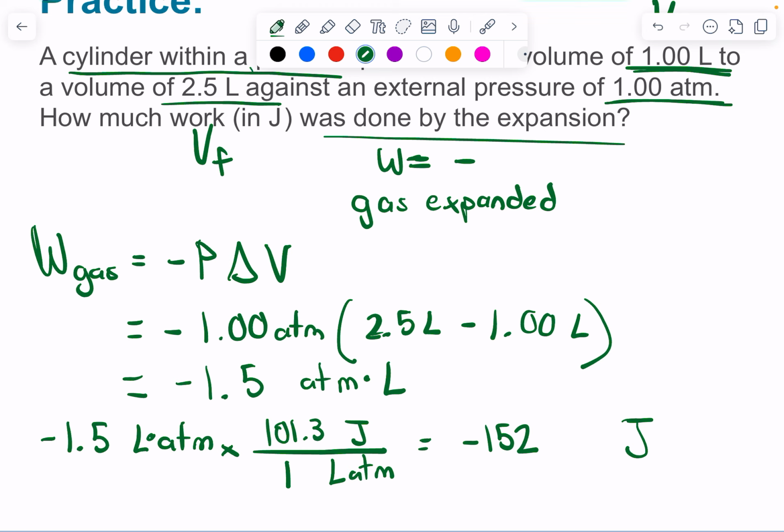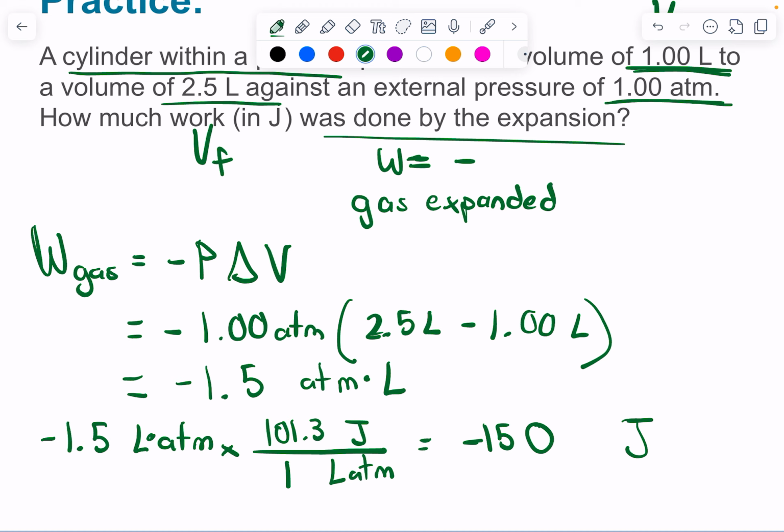So looks like we had 2 sig figs up here. So technically this should be negative 150 joules. Do I care if you write down negative 151.95? Of course not. But on an exam, I'm going to do it in the right number of significant figures. And so it's going to say negative 150 joules. So I don't want you to be thrown off by that. Okay. So that is the amount of work.